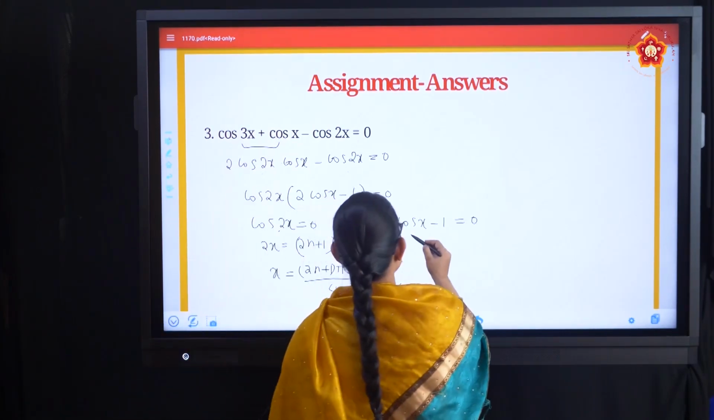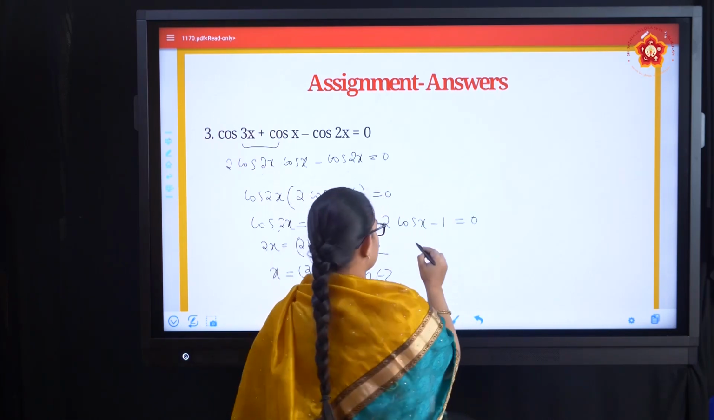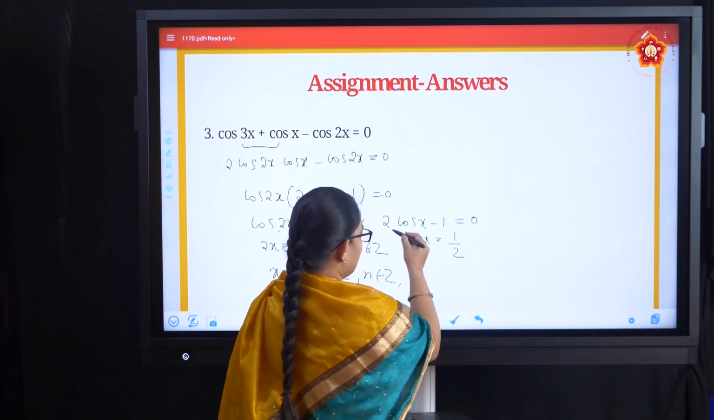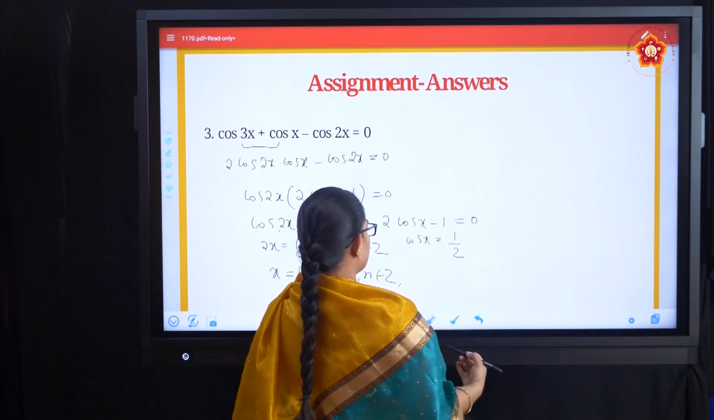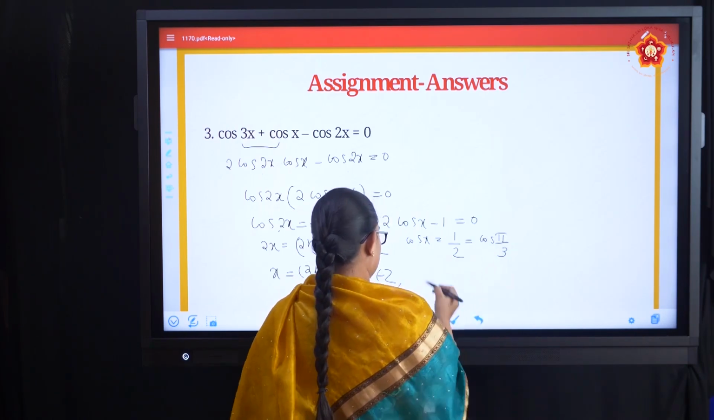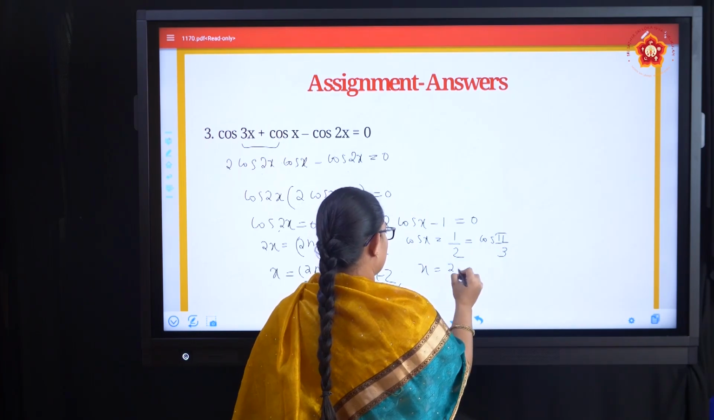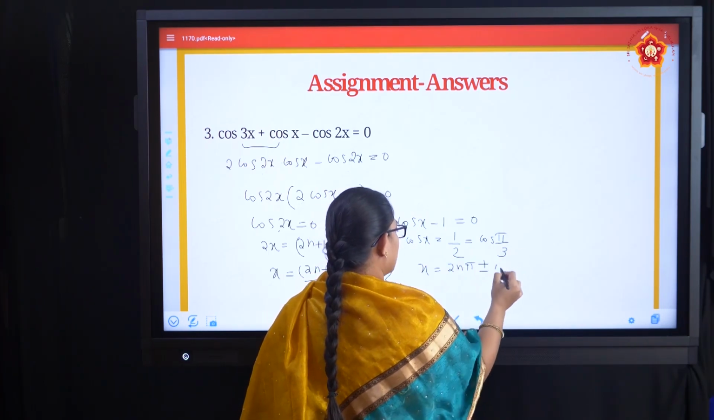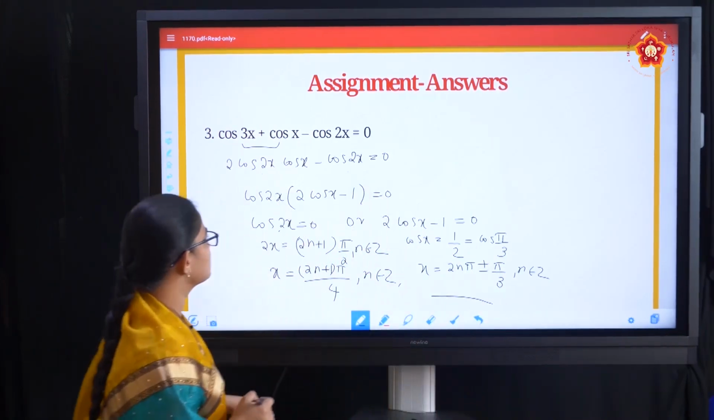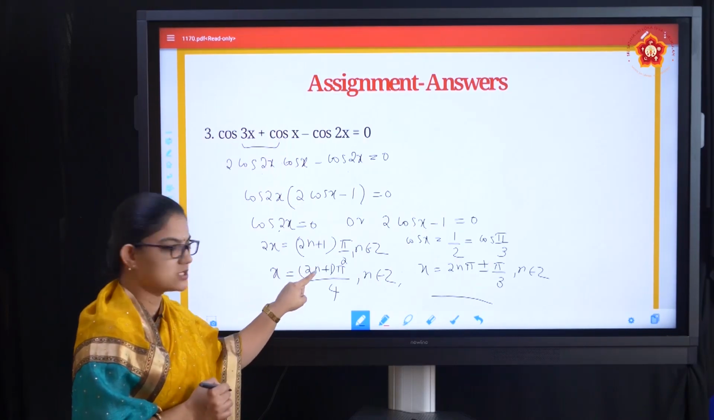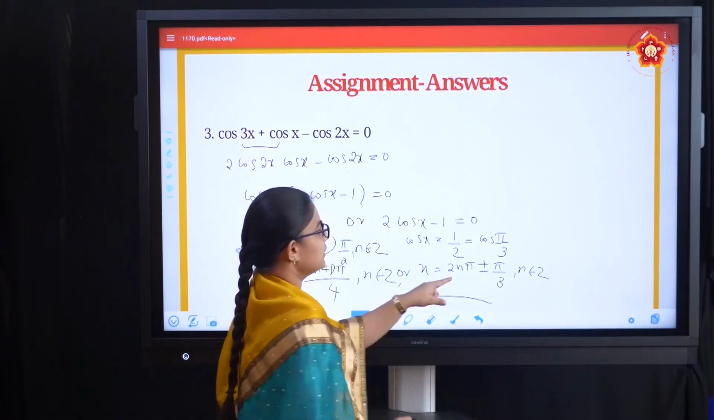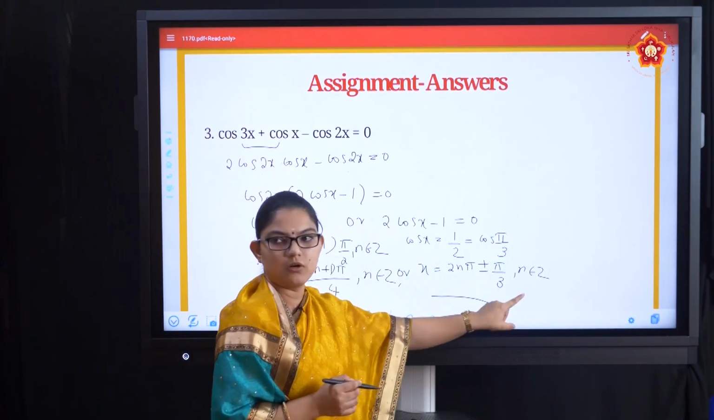Now in the other case we have 2 cos x minus 1 is equal to 0. So what is cos x here? Cos x is 1 by 2, right? So cos x is equal to 1 by 2. 1 by 2 we can write as cos pi by 3. Now x is equal to 2n pi plus or minus y, where y is pi by 3, for n belongs to Z. So the general solution of this particular equation is x is equal to 2n plus 1 pi by 4 or x is equal to 2n pi plus or minus pi by 3 for n belongs to Z.